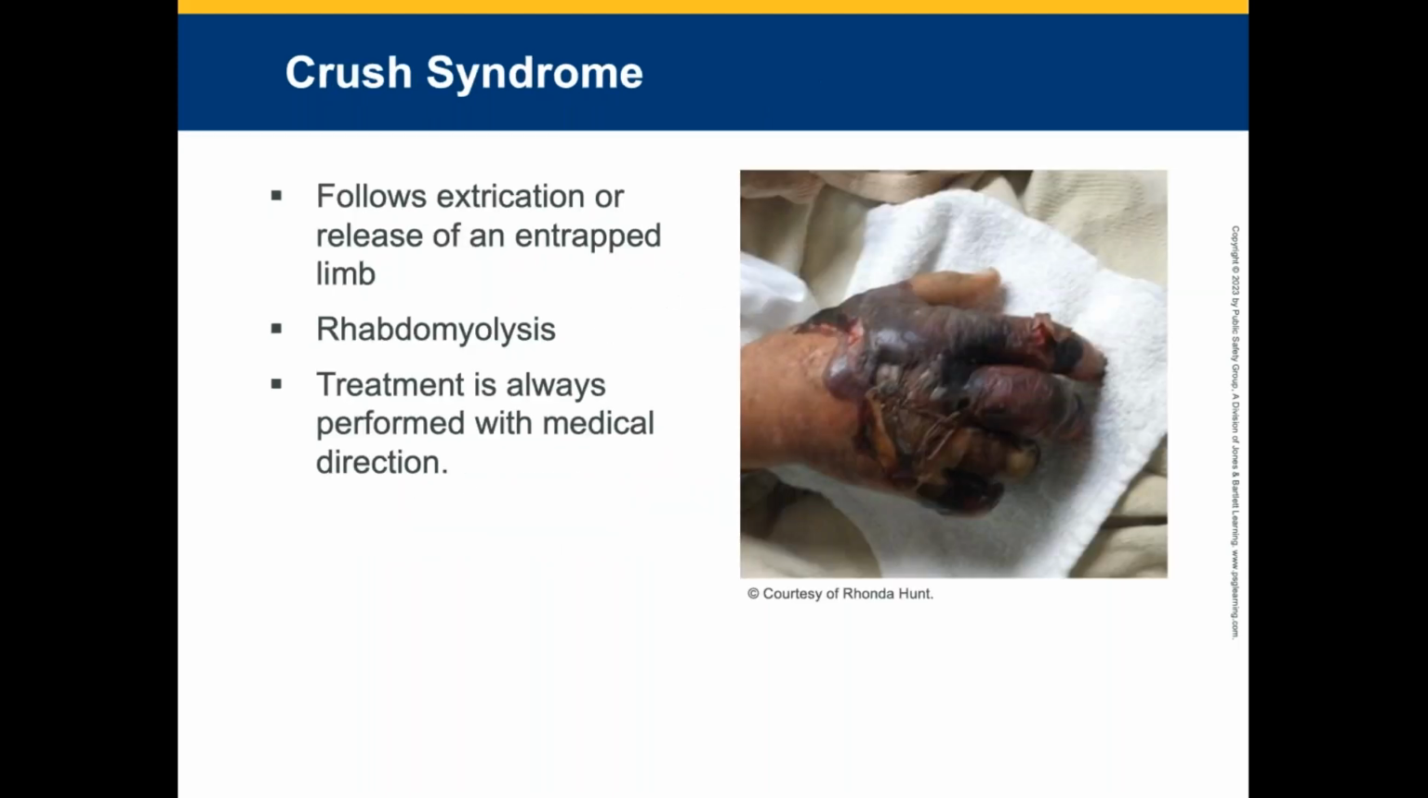As you can see in this photo here, crush syndrome. Crush syndrome occurs with the extrication or release of an entrapped limb. Rhabdomyolysis is tissue necrosis that leads to release of harmful products. Rhabdomyolysis doesn't necessarily just have to be from a crush. Even an elderly patient that's been on the ground for 6 hours can develop rhabdomyolysis. After a muscle is compressed for 4 to 6 hours, the muscle cells begin to die, releasing their contents into localized vasculature. The treatment should always be performed with medical direction. Many steps should be taken before releasing the compressive force.